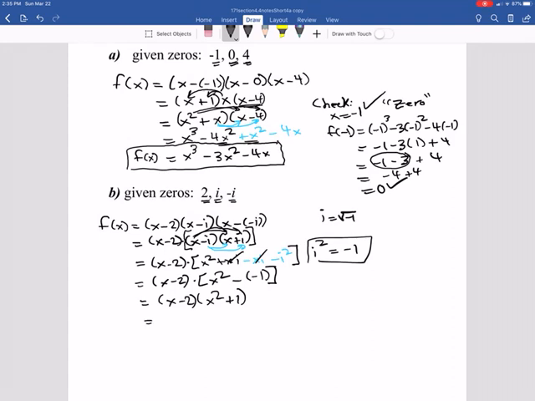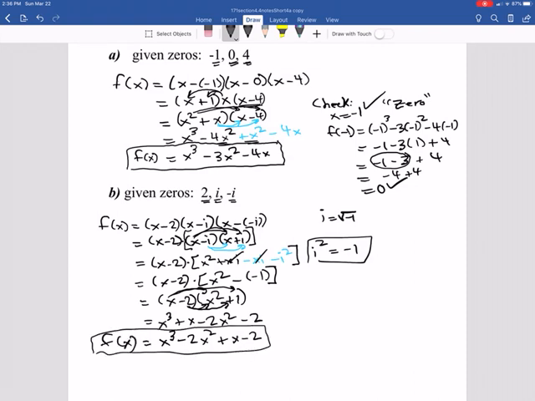And our last step, let's distribute. x times x squared is x cubed. x times 1 is x. Distributing the negative 2 through: negative 2 times x squared is negative 2x squared. Negative 2 times 1, negative 2. And as we look, let's go ahead and rearrange it in standard form. We got our x cubed term, our x squared term, our x term and our constant. So here's our degree 3 cubic polynomial, right? Given those 3 zeros of 2, i and negative i.